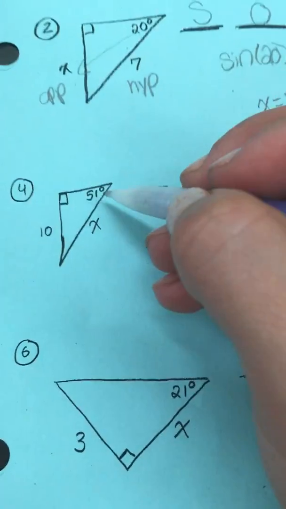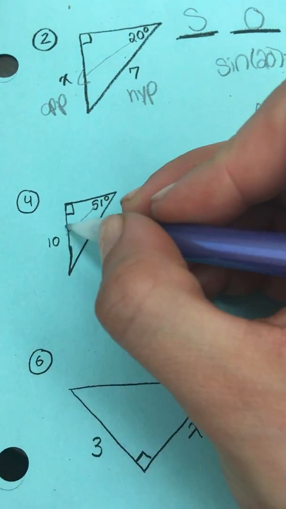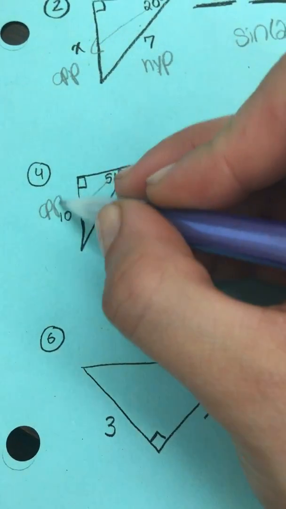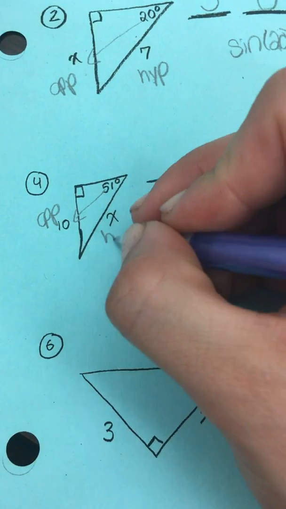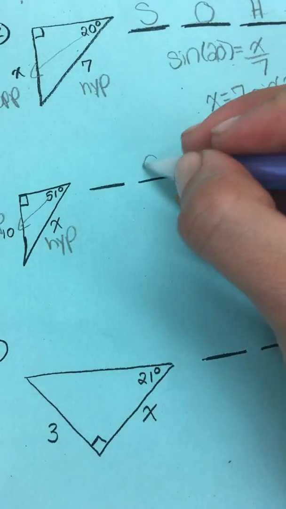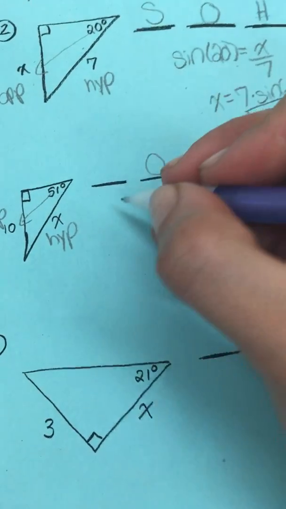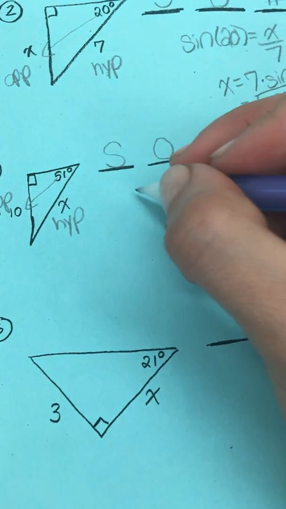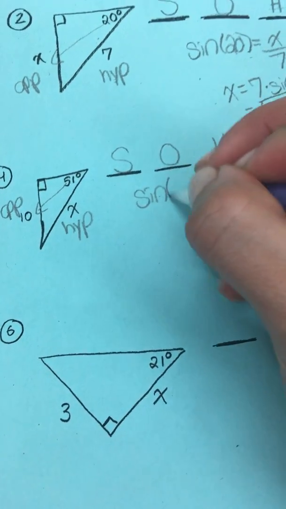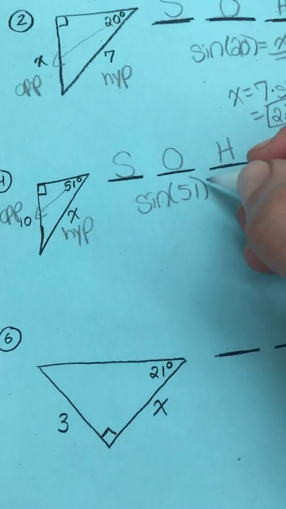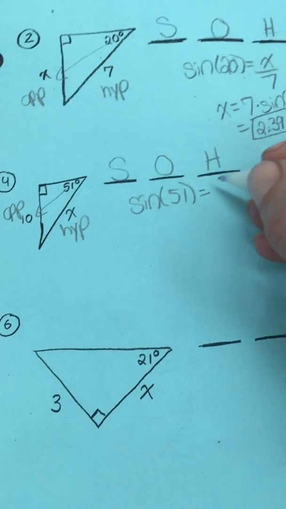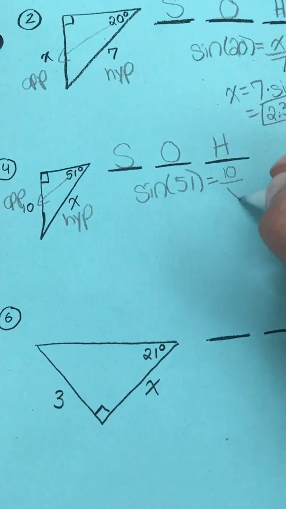Okay, let's see what we have here. Opposite, and opposite the 90, that's the hypotenuse. So we have O and H, which means we have SOH, and we're using sine. So sine of 51 equals opposite over hypotenuse.